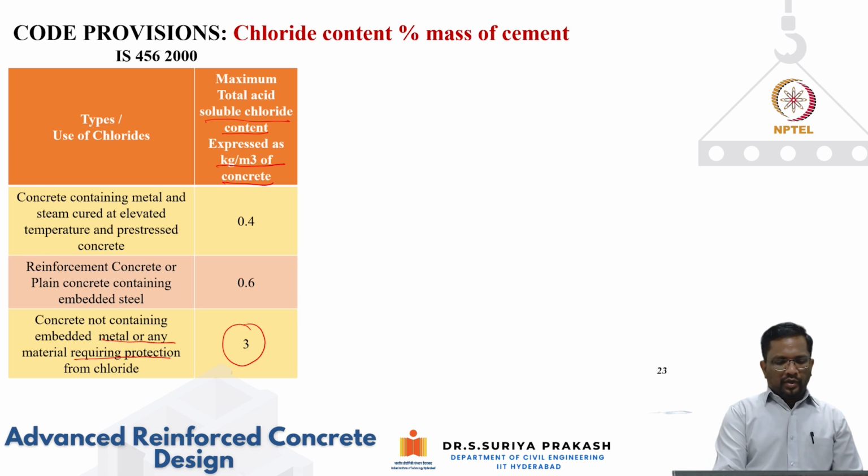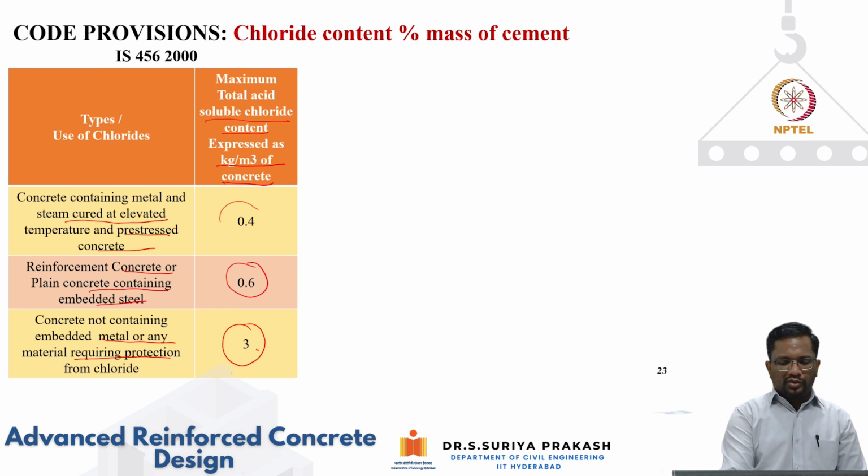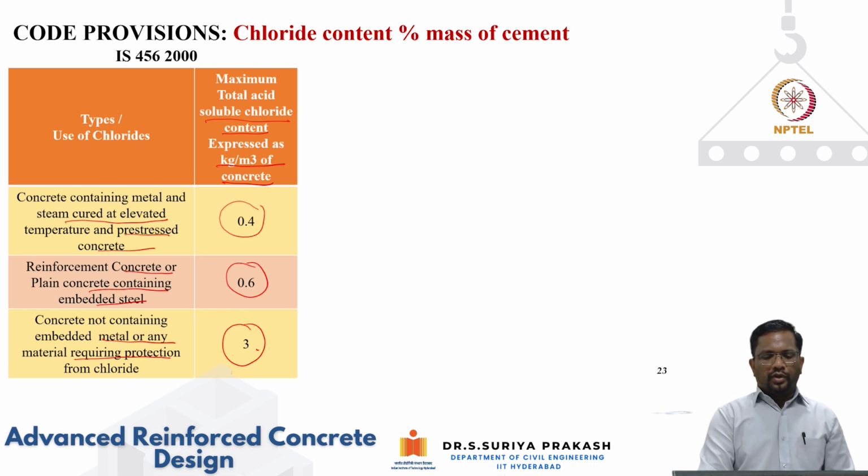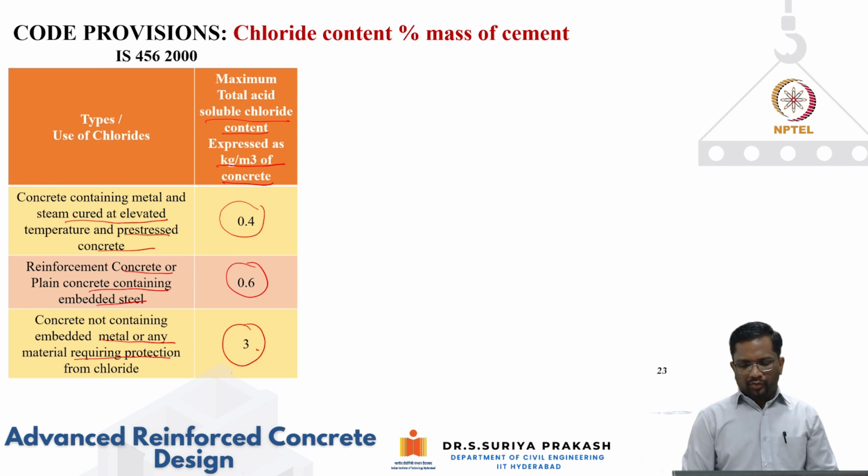However, when you have reinforced concrete or plain concrete that has embedded steel, this amount is reduced to 0.6. And when you have concrete that has metal, and if it is steam cured at an elevated temperature or pre-stressed, when you go for pre-stressed concrete, this amount is further reduced to 0.4 kilogram. And this 0.4 kilogram per meter cube is the amount of chloride that is soluble in acid. Okay, this is the amount.